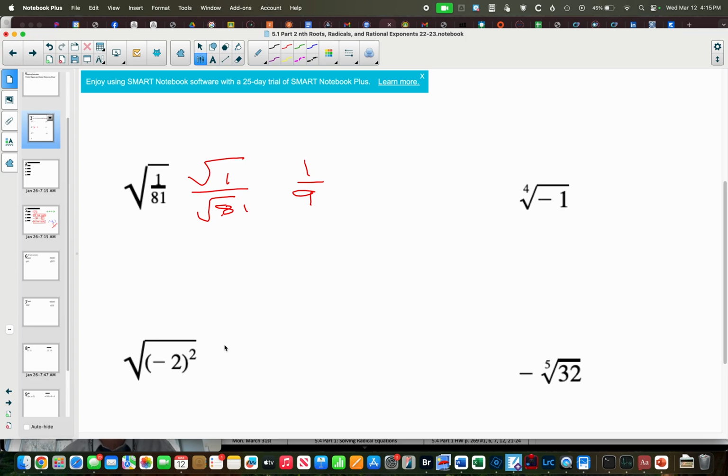Inside the square root is an expression: -2 quantity squared, so that becomes 4. So this whole thing is the square root of 4, which is 2. A square root implies the positive root only, so you don't do plus or minus.